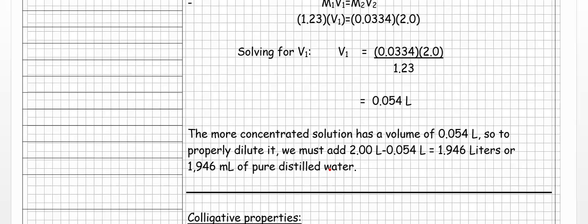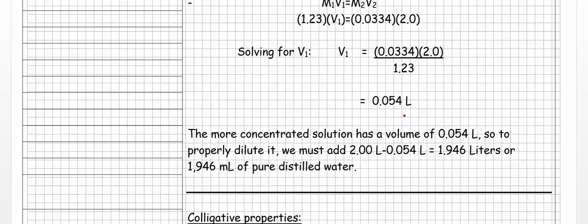So let's get this straight. I'm going to take this volume, 0.054 liters, and I'm going to have to increase it to 2 liters. So I'm going to have to add pure water. When I do, I get the more dilute solution. How much water do I need to add?